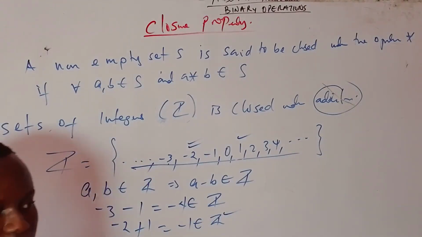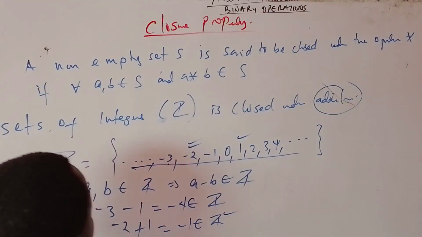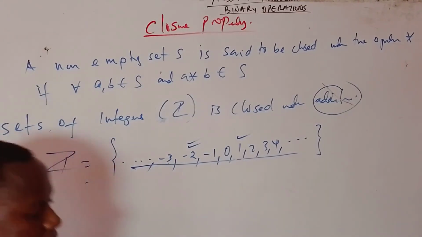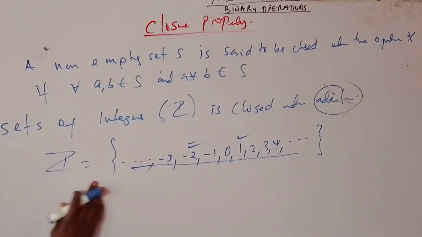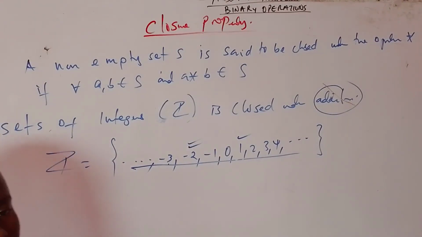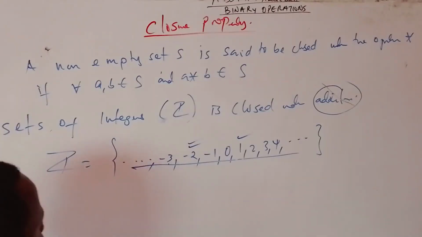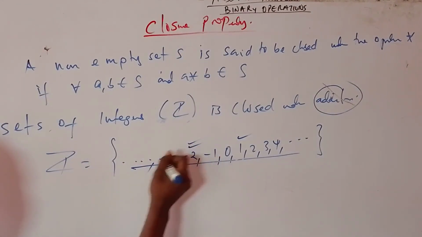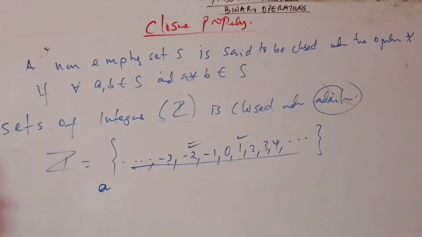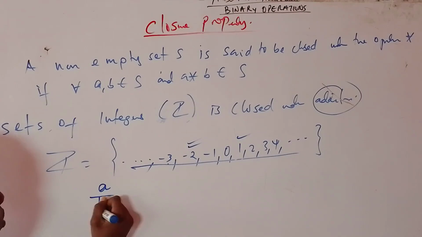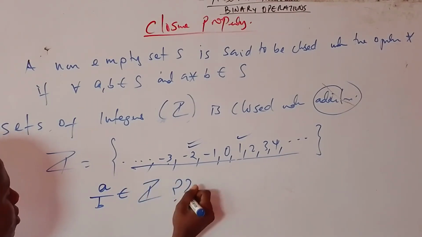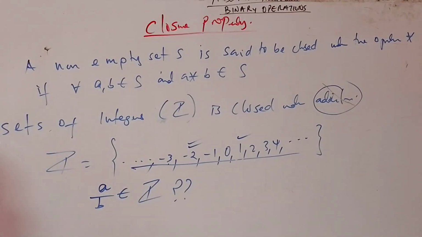So that shows that the set of integers is closed under subtraction. But let's check if the set of integers is closed under division. Is the set of integers closed under division? Let's check. If you take integers a over b, will all the results be in the set of integers? Will it? Now, let's check.